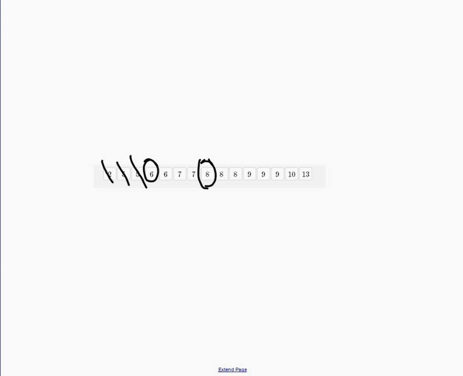So that's it? Mm-hmm. But it says surface area. Don't worry about that.